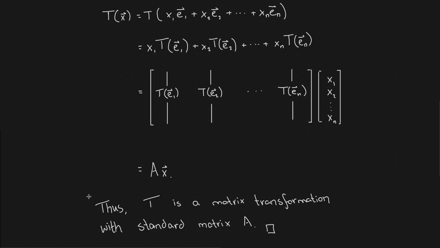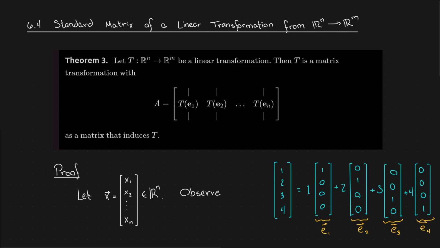So know what this means. Every single linear transformation from Rn to Rm is going to be a matrix transformation. And we can figure out what the transformation is just by seeing how the transformation affects the vectors in the standard basis. And we also know every matrix transformation is a linear transformation. So a transformation from Rn to Rm is linear if and only if it is a matrix transformation.